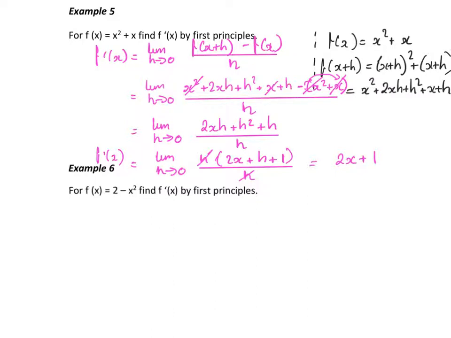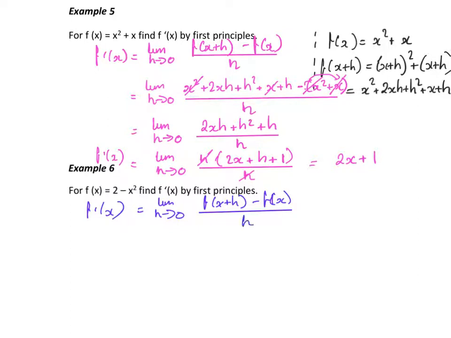Same thing, f of x is 2 minus x squared. Find f dash of x by first principles. So again, I'm going to write out my rule. So f dash of x is equal to the limit as h tends to 0. And it's very important that you put that bit in, the limit as h tends to 0. A lot of people tend to leave it out, and that makes the question incorrect if you do that. So that's all divided by h.